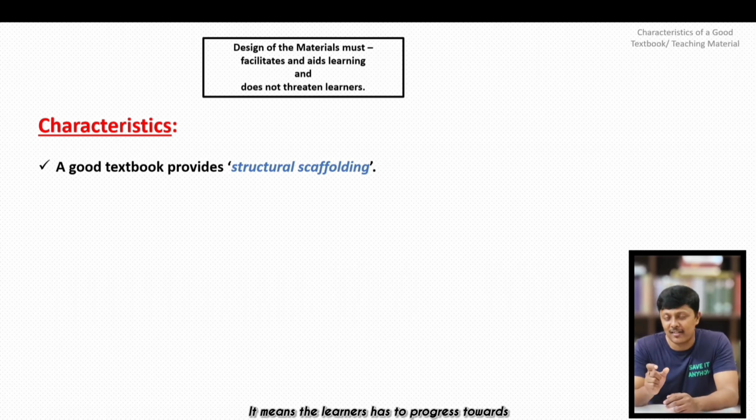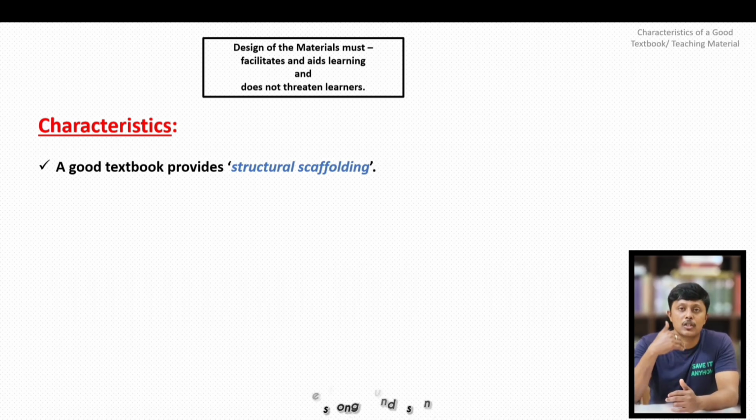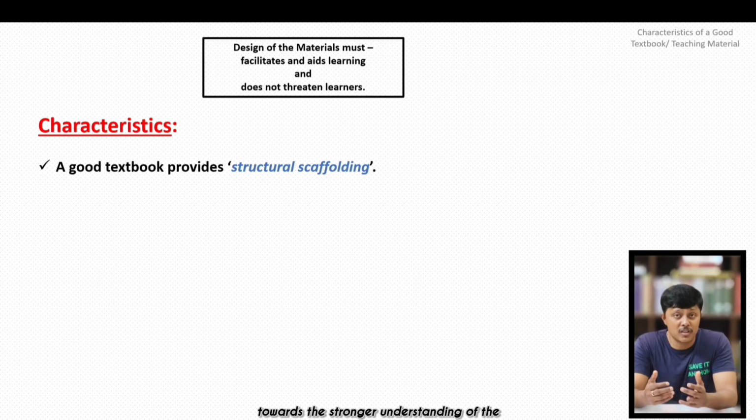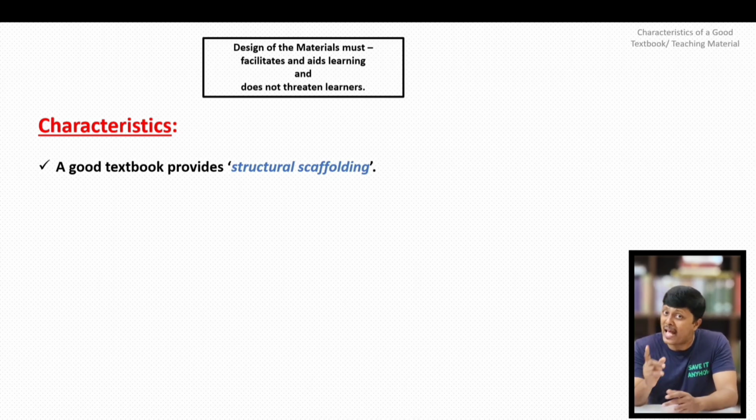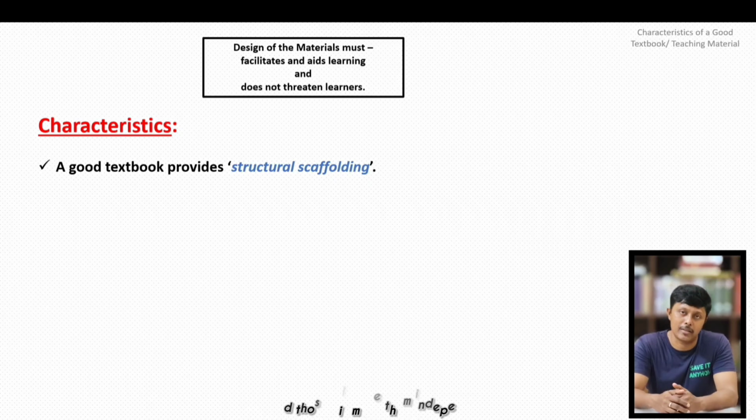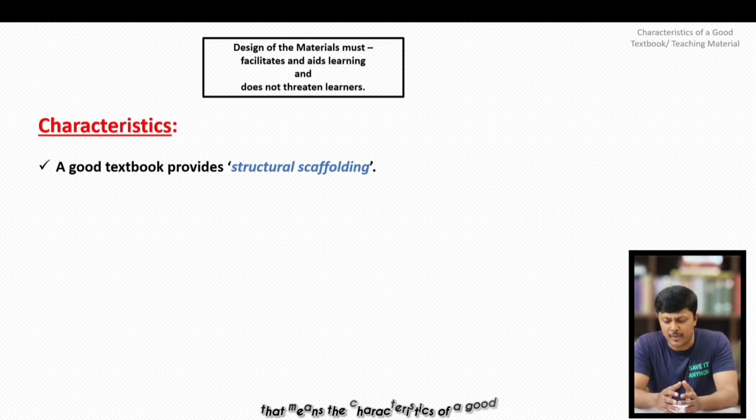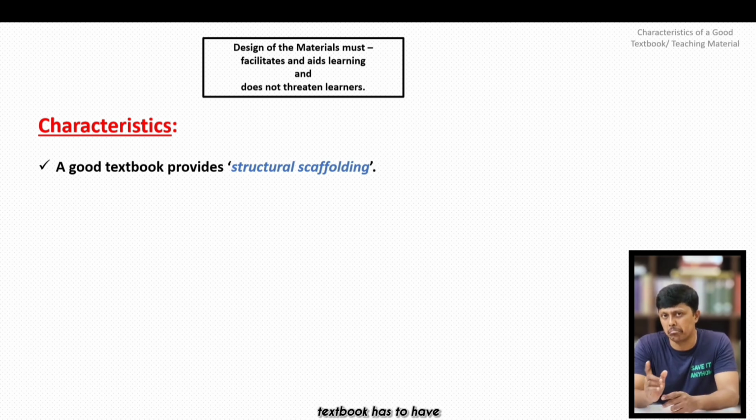It means the learners have to progress towards a stronger understanding of the content presented to them, and that will make them independent. Let me give one example. In case of structural scaffolding, that means the characteristics of a good textbook have to include that structural scaffolding.